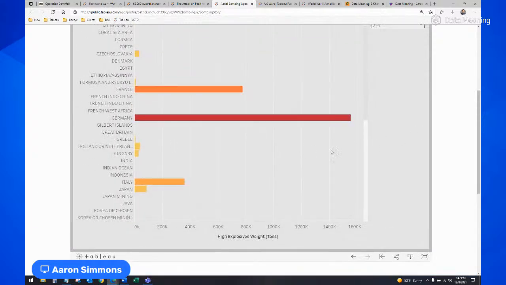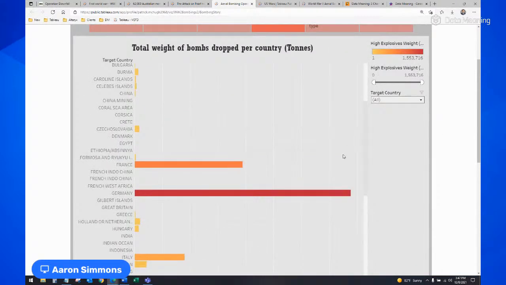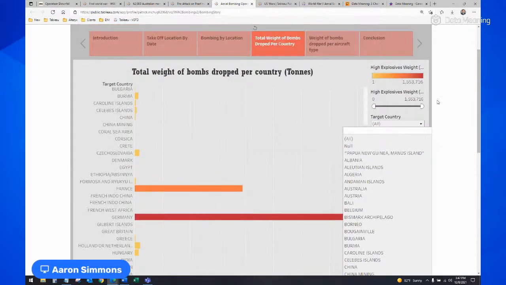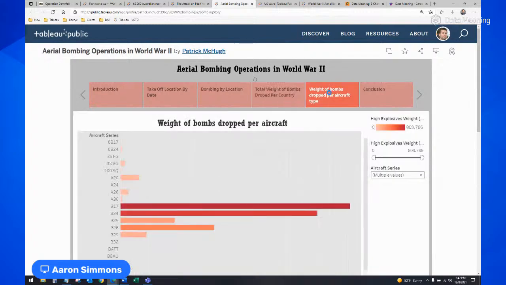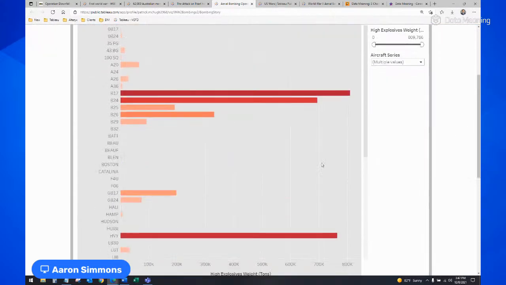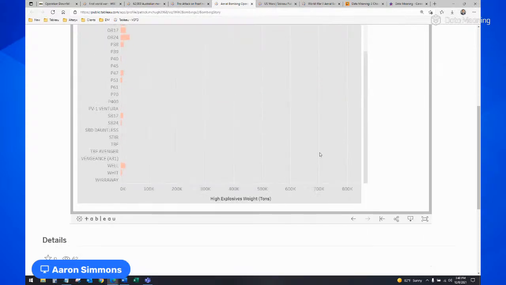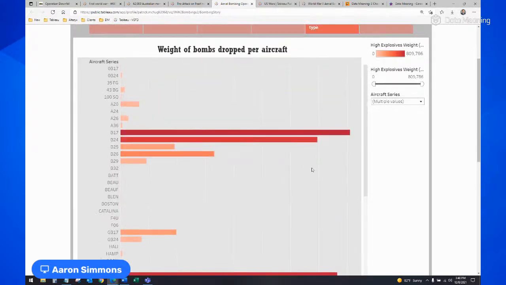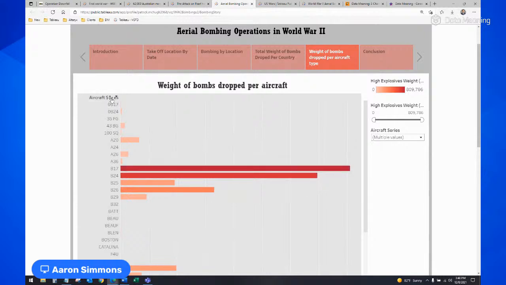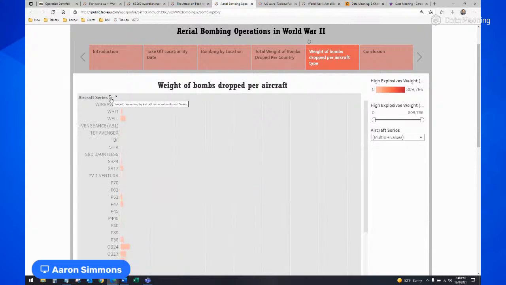But those are the ones that were dropped there, or that they dropped somewhere else? I mean, dropped on those countries. Okay. Wow. And then they have the weight of those bombs dropped per aircraft type. So the one that my grandfather was in was the highest at 809,000 tons. It would be nice if the default sort on that was the most to the least, because otherwise you have to go look for the highest and just keep scrolling.